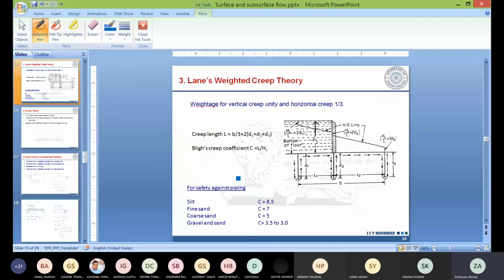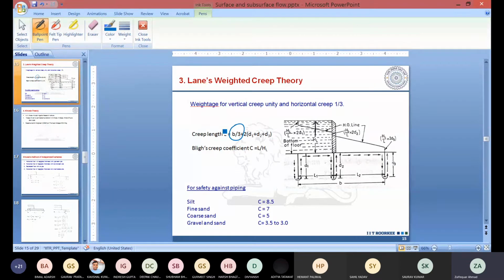I have already told you this thing. It will be b/3, meaning the weightage of the horizontal creep is 1/3 of the vertical creep. So that looks reasonable because in the horizontal, the ease of movement will of course be less, and in the vertical it will be high.